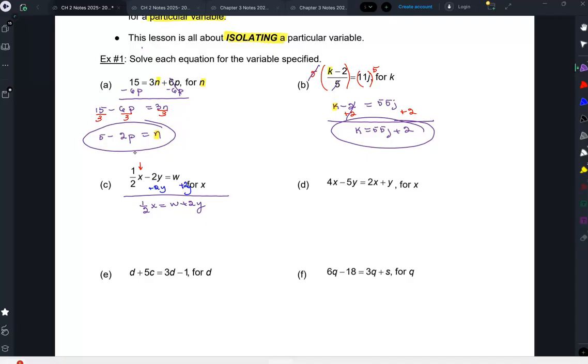Now what am I going to do? Well, I need to solve for x, so always keep track of what you're solving for. Any ideas? Divide everything by half, or multiply everything by 2, right? Because you could multiply by the reciprocal. So multiply everything by 2. So now this goes away. x is, I distribute, 2w plus 4y. Cool?